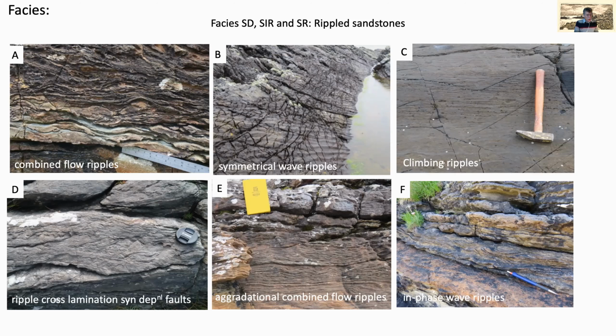And then in D, we see more syndepositional faults, sediment moving around while ripples are migrating. In E, we see aggradation of climbing ripples in phase, upbuilding, and we see that also in F. This indicates a high rate of bed aggradation. So we've got current energy combined with wave energy, and we've got high rates of aggradation indicated by the ripple climb. Not unexpected for facies associated with glacial environments, it has to be said.